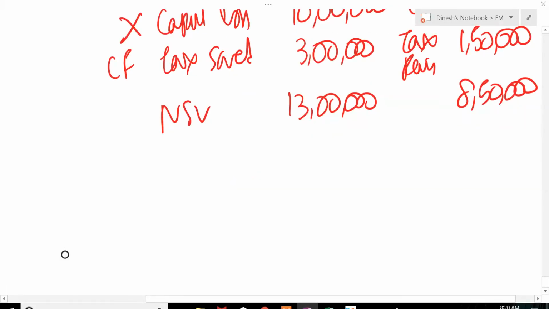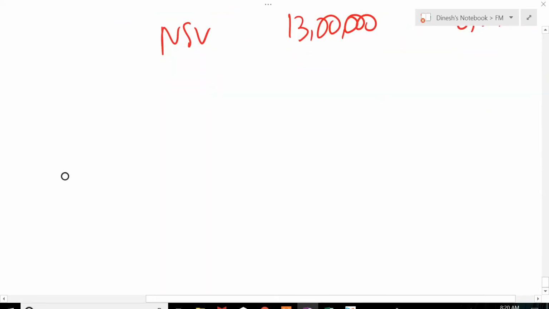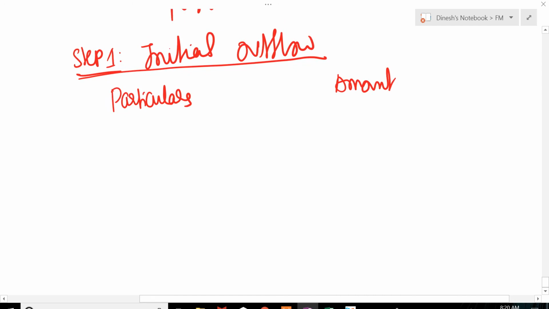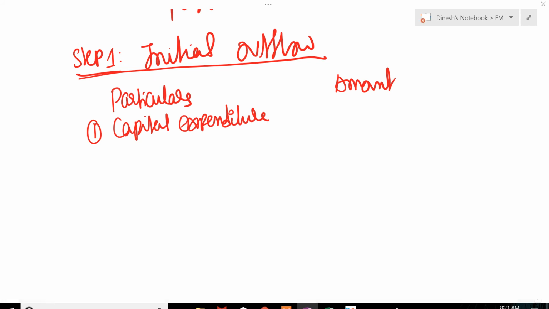Step 1, initial outflow, particulars and amount. Point number 1, capital expenditure. How much is the capex for this project? 10 lakhs. Capital expenditure 10 lakhs.